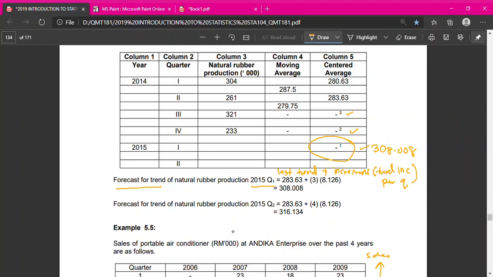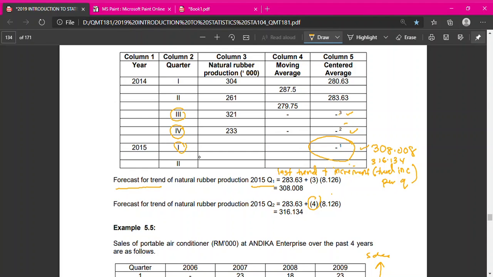Let's say we want to forecast for the second quarter of 2015, same method: last trend plus the increment, which is different because here it will be 4. 1, 2, 3 and 4, starting from here. Okay, why don't we count this one? Because here we have 1, 2 and 3. For this one it is 1, 2, 3 and 4. That's why here it is 4. So last trend plus 4 increments multiplied by the trend increase per quarter. Same method as before. The trend increase is the same. So the value here will be 316.134.